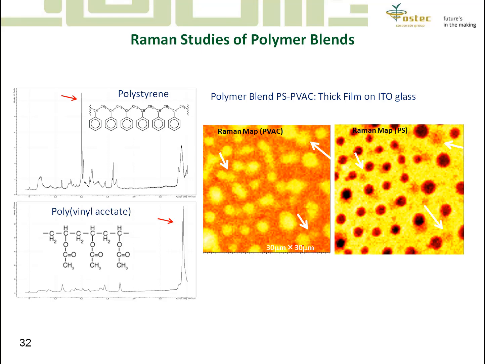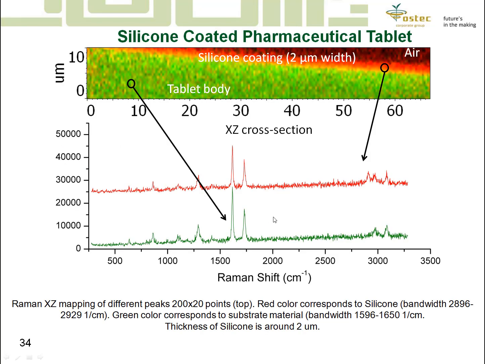For polymer blend, we can also identify different composition polymers by Raman scattering. If we choose a selected peak which corresponds to a different polymer, we can get a map and clearly resolve the position of different types of polymers. And of course, not only XY mapping can be done, but also XZ, as you can see here, when it's important to know what is the thickness of the coating layer.